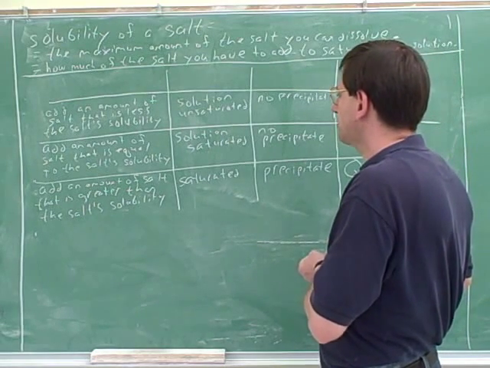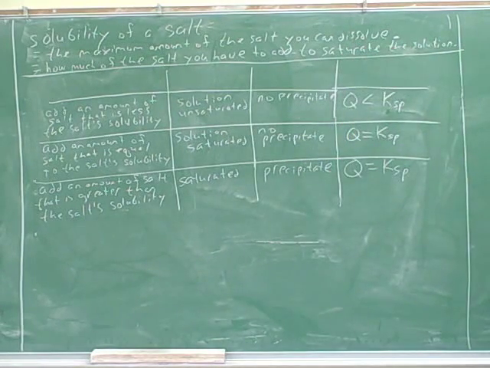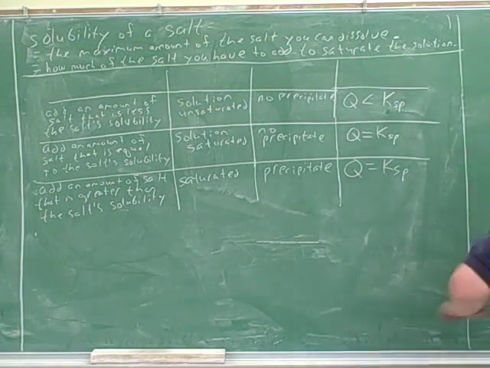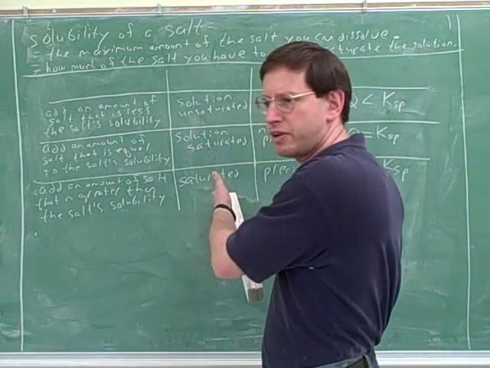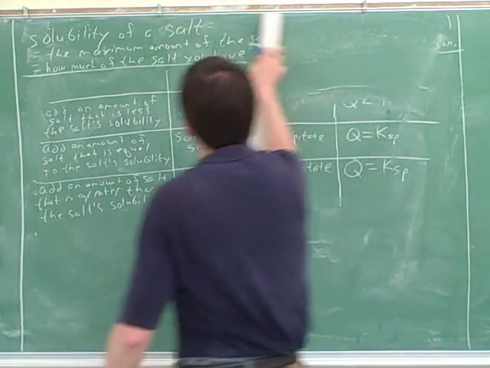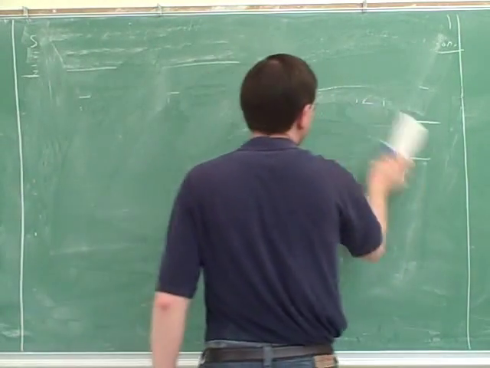All right, so let's try to get to the quantitative problems. What are the main types of problems you're going to see? Can I erase this table now? So here are the main types of problems you're going to see.